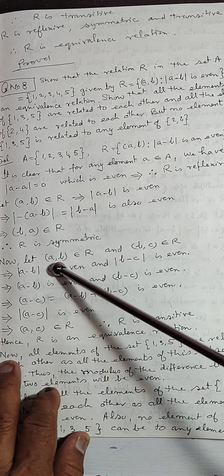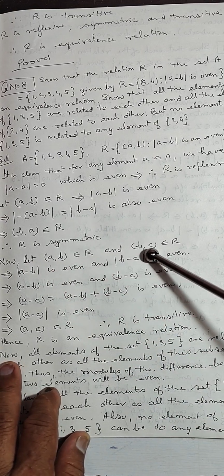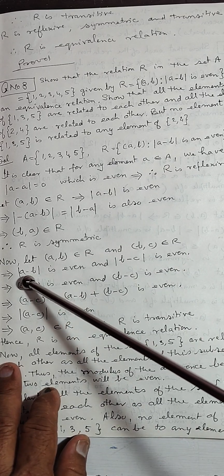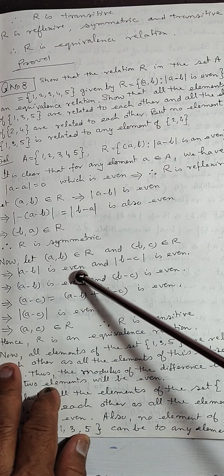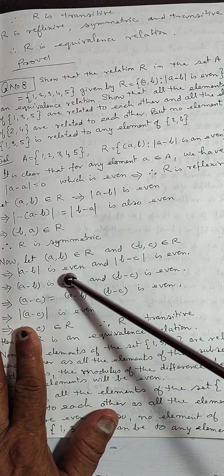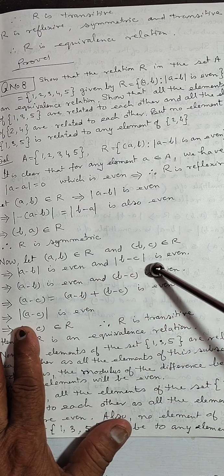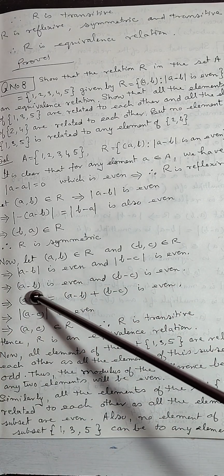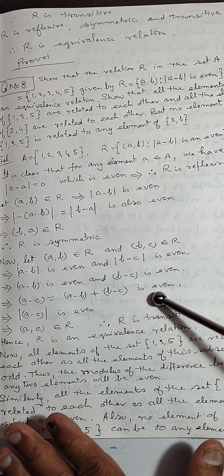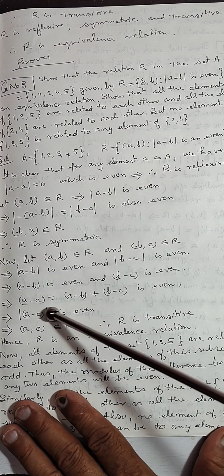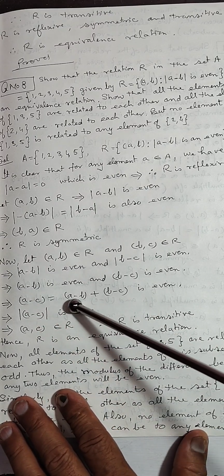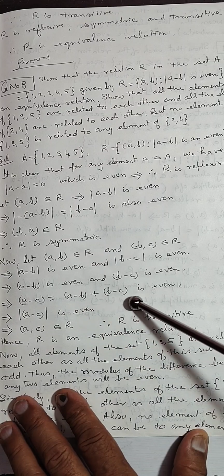Now let (a, b) belong to relation and (b, c) belong to relation. Therefore, this implies that |a - b| is even and |b - c| is even. Further, a - c = (a - b) + (b - c) is even.